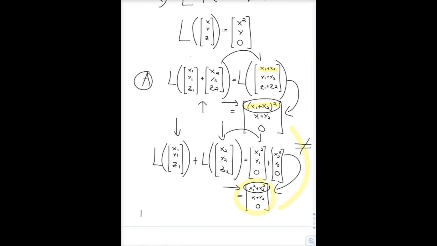What about property B, scalar multiplication? Can we check to see if L preserves scalar multiplication? Well, we could, I should say, but there's really no reason to at this point, because we already know that L is not a linear map, because it fails at least one of the two conditions. It fails A. So whether or not it fails B is irrelevant at this point.